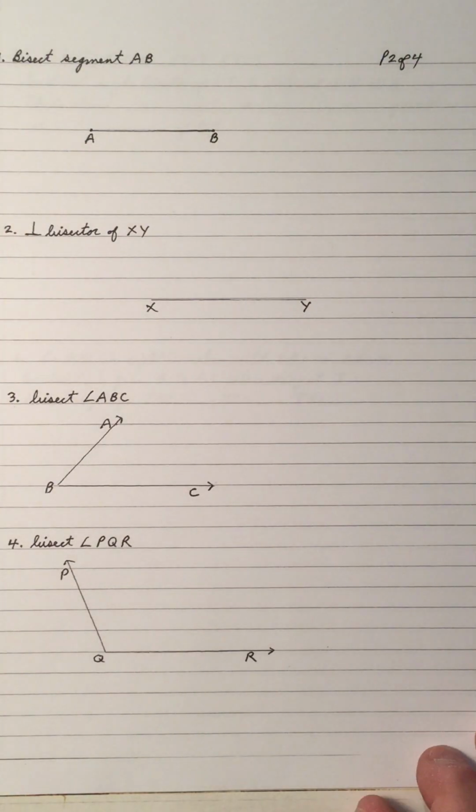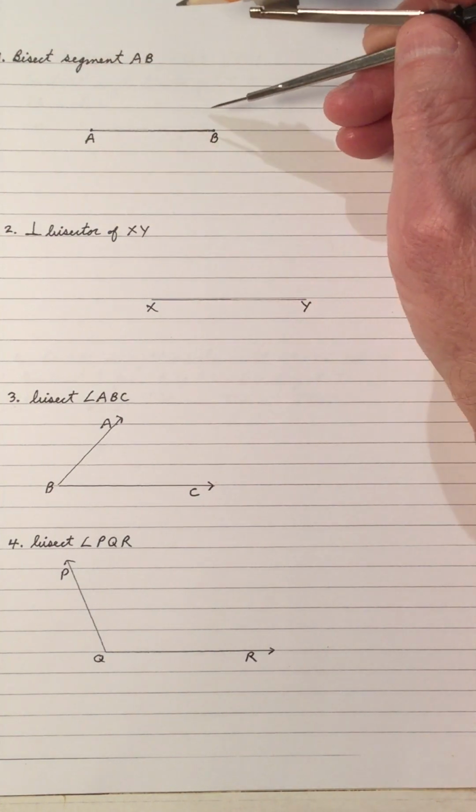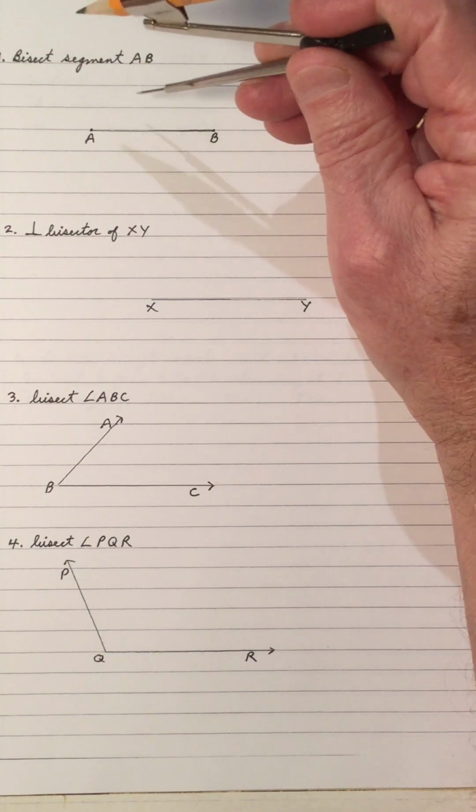Hi, welcome to my video on bisecting a segment and an angle using a ruler and a compass only, no protractor. Bisect the segment AB. We have a segment here, AB, and we're going to bisect it.